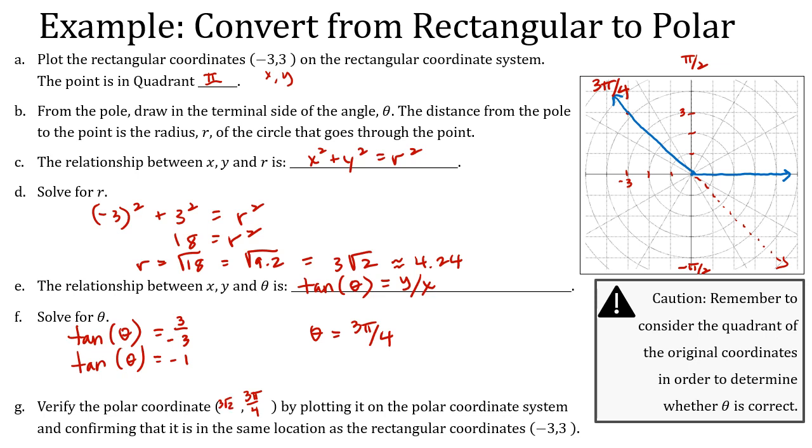So let me go ahead and plot that. So 3 pi over 4 we know is in the second quadrant. And then we're going to go from the pole, we're going to do a radius of 3 root 2. Now, a radius of 3 root 2, we said is about 4.24. So we're going to go on this directed line segment, we're going to go a radius of 1, a radius of 2, a radius of 3, a radius of 4, and I can believe that 4.24 is in the same location as the original rectangular coordinate of (-3, 3).